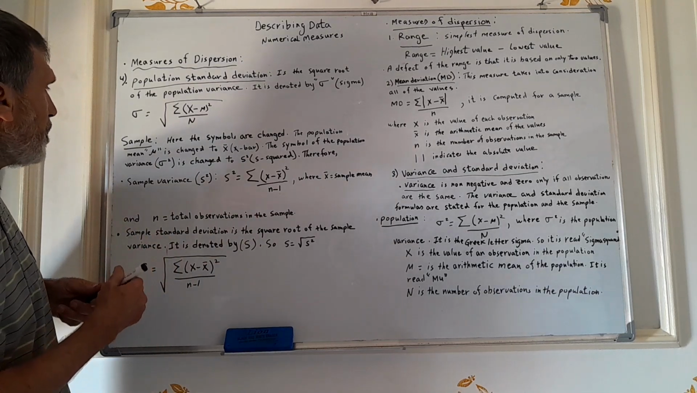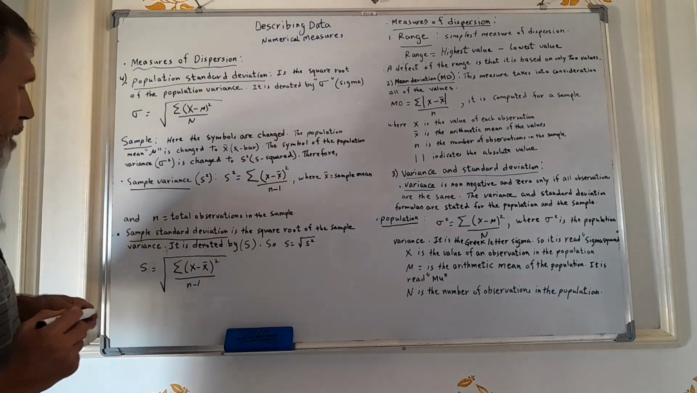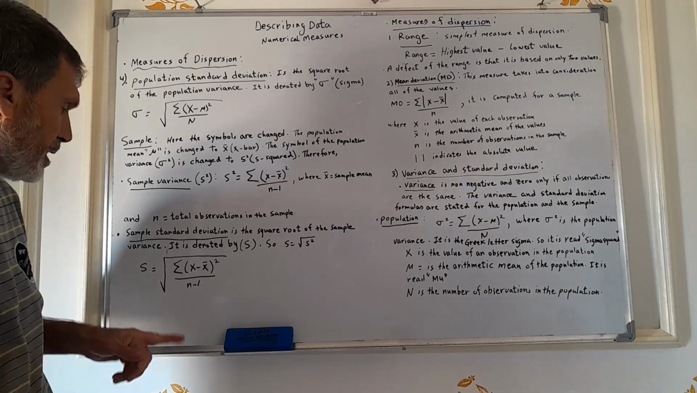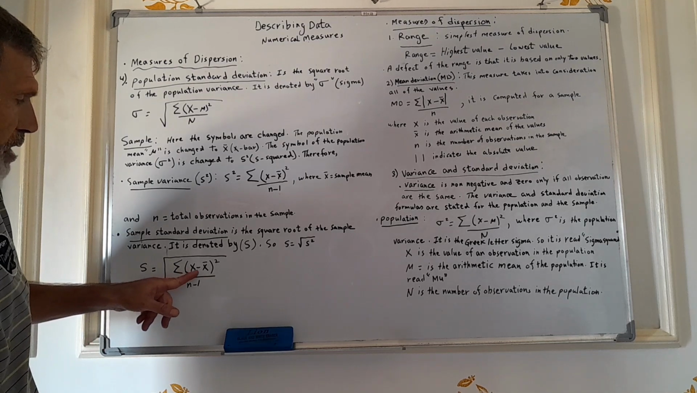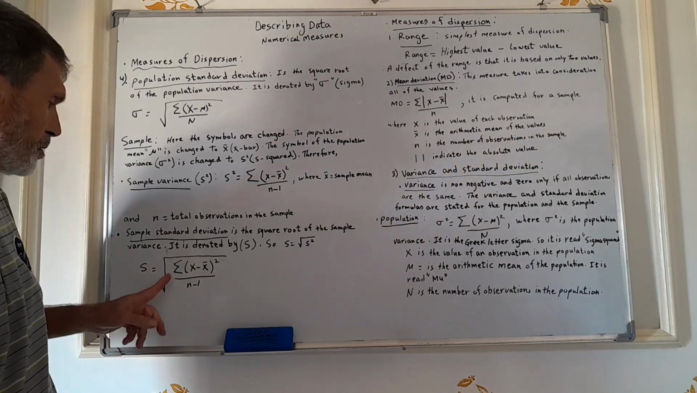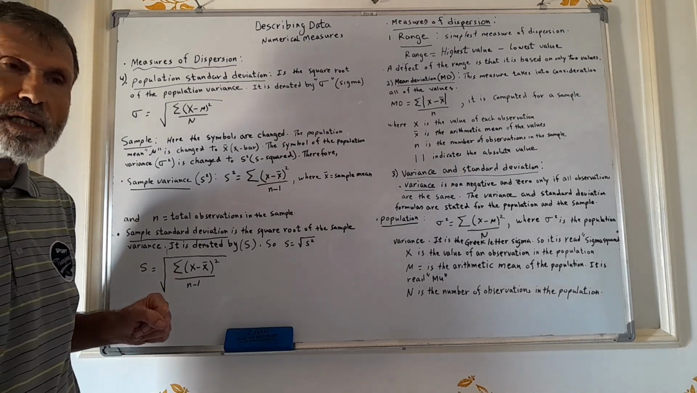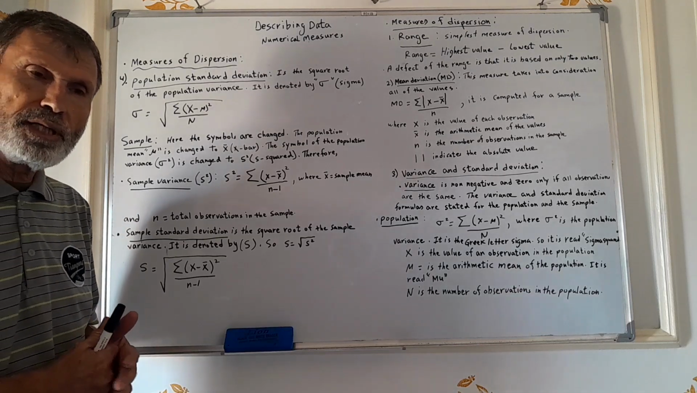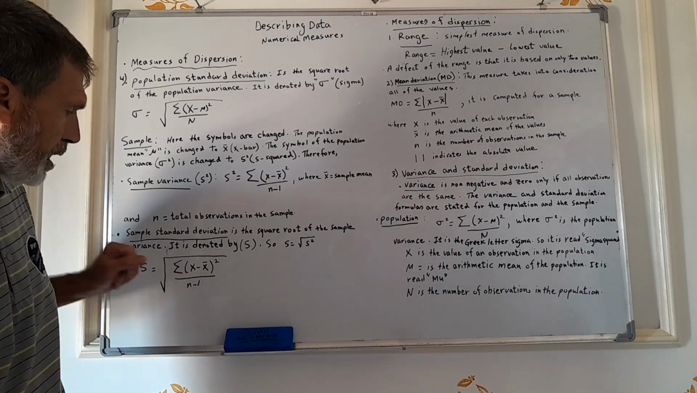Now, the sample standard deviation, as I said, is the square root of the sample variance and is given by this formula over here, which is the square root of the summation of (x minus x bar) squared over n minus 1. And this sigma, the capital Greek letter sigma, is used to denote the summation, the adding up of all the data inside the summation.